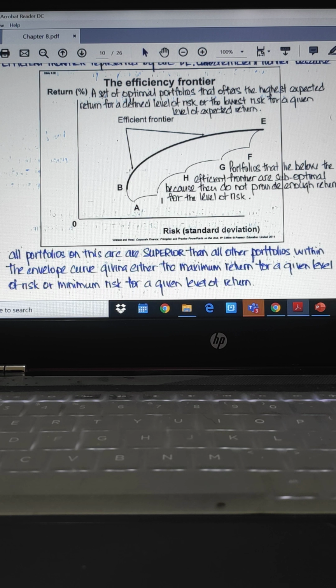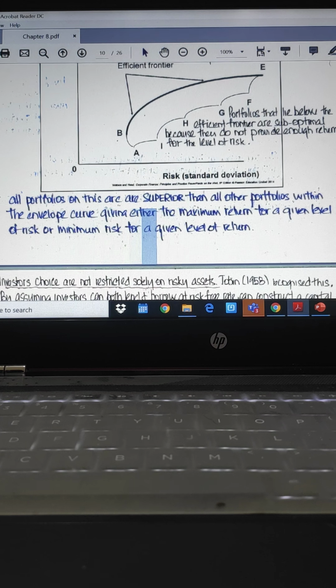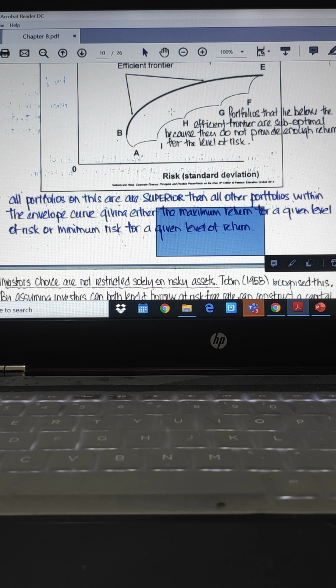Anywhere on the darkened line, the arc BE, these portfolios are far superior to any other portfolio inside the envelope curve, using the maximum return for a given level of risk or the minimum risk for a given level of return. If you notice, any portfolio that is located on the arc BE is far superior to those inside the curve.